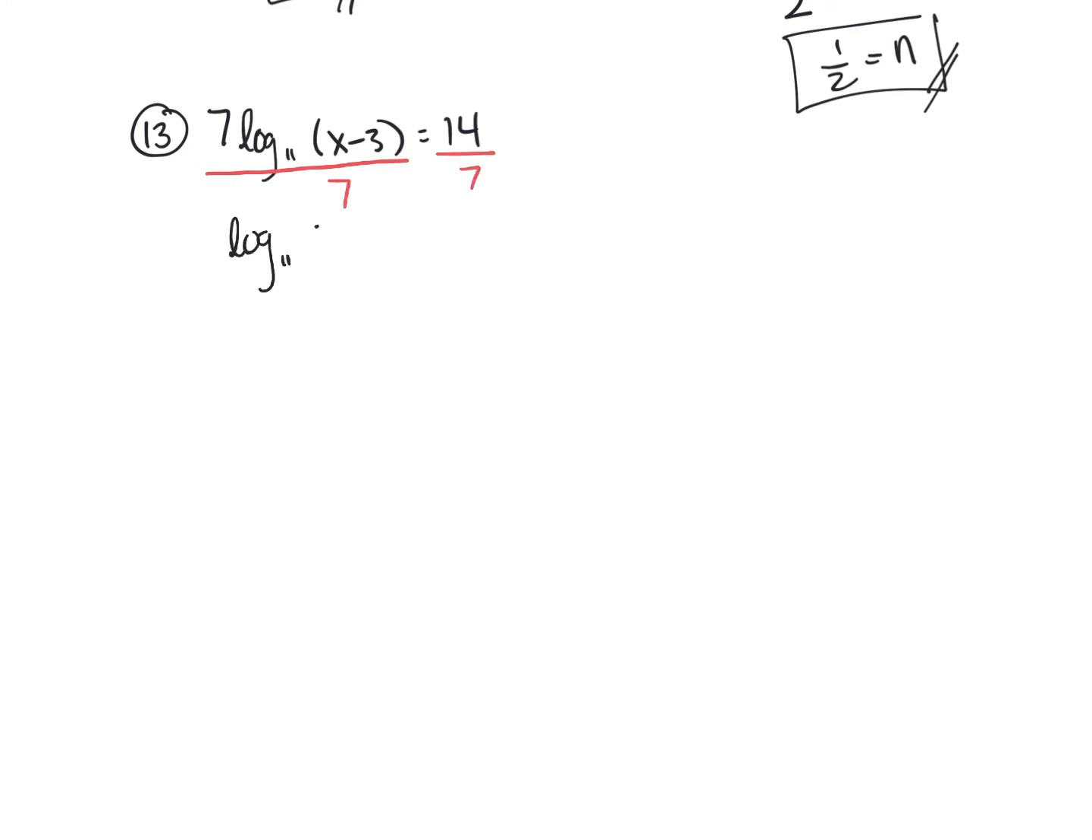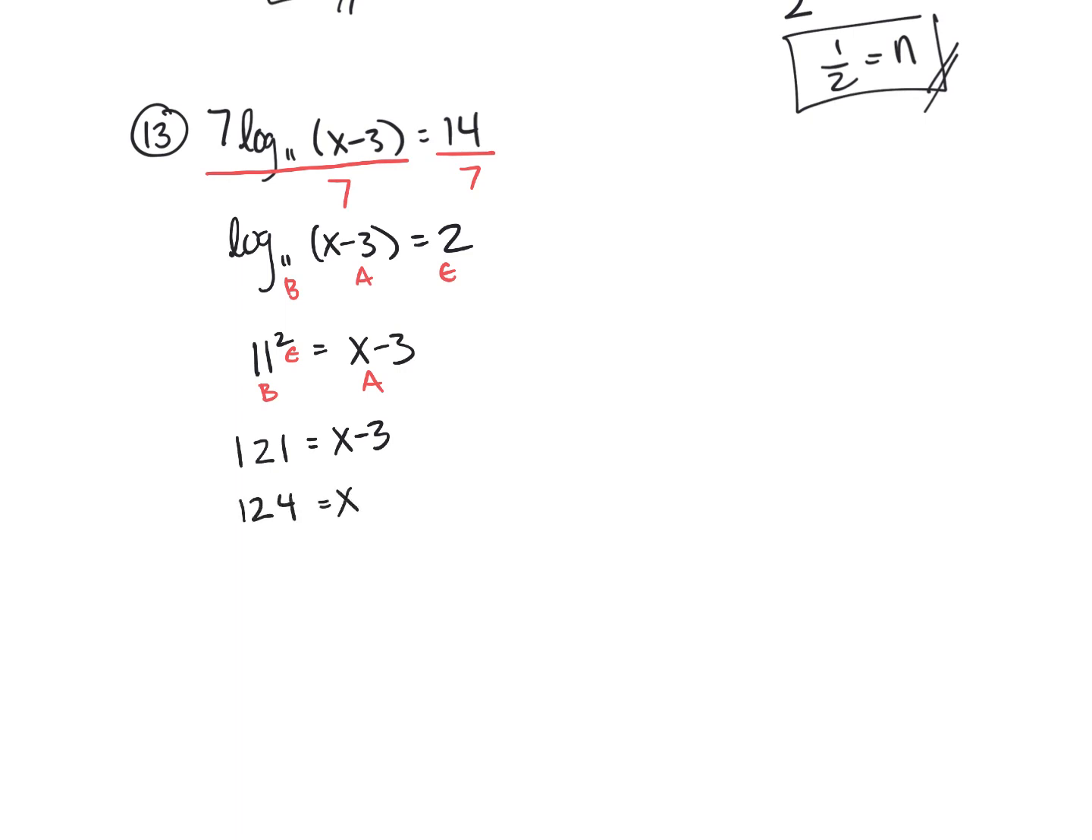So we get log base 11 of x minus 3 is equal to 2. And now from here, we can use our log bay rule and rearrange so that we have 11 squared is equal to x minus 3, or our base, exponent, and answer. Once we simplify this, we get 121 is equal to x minus 3. I'm going to add 3 to both sides and get x is equal to 124.